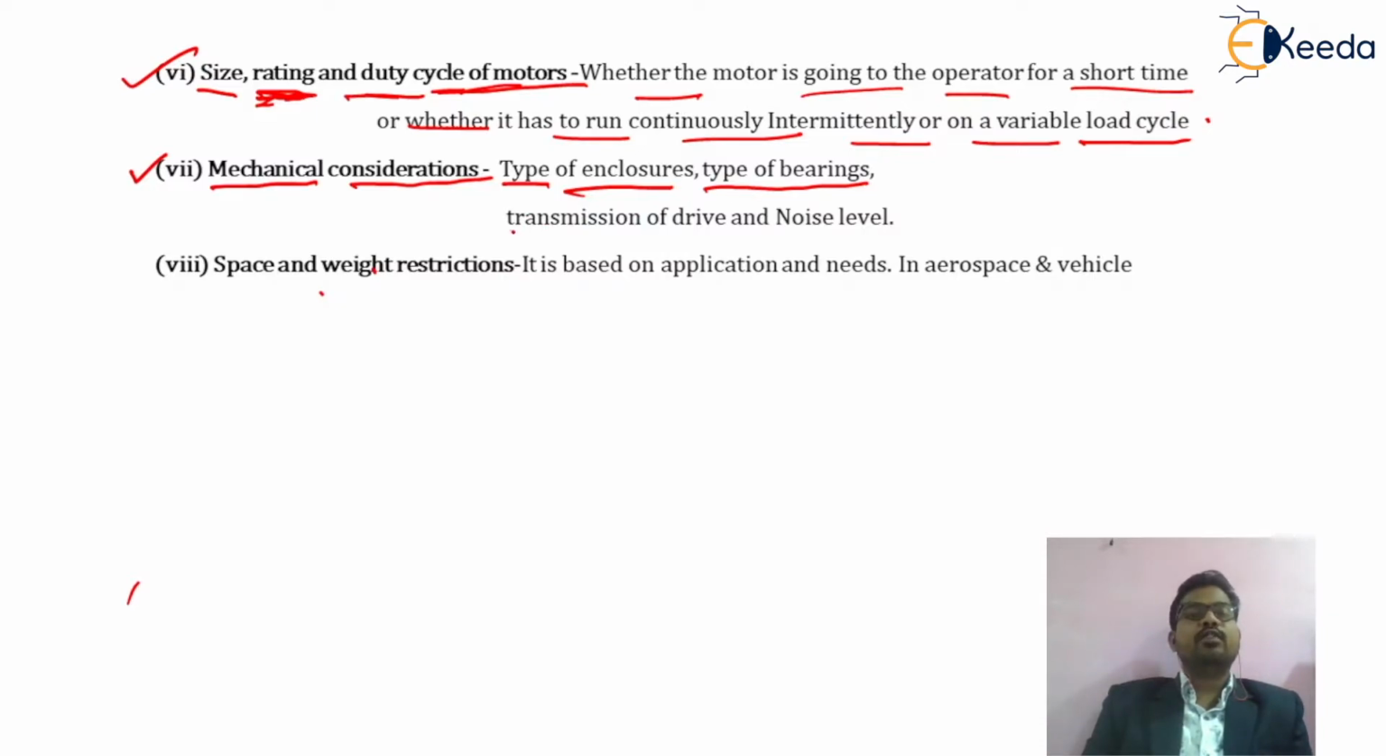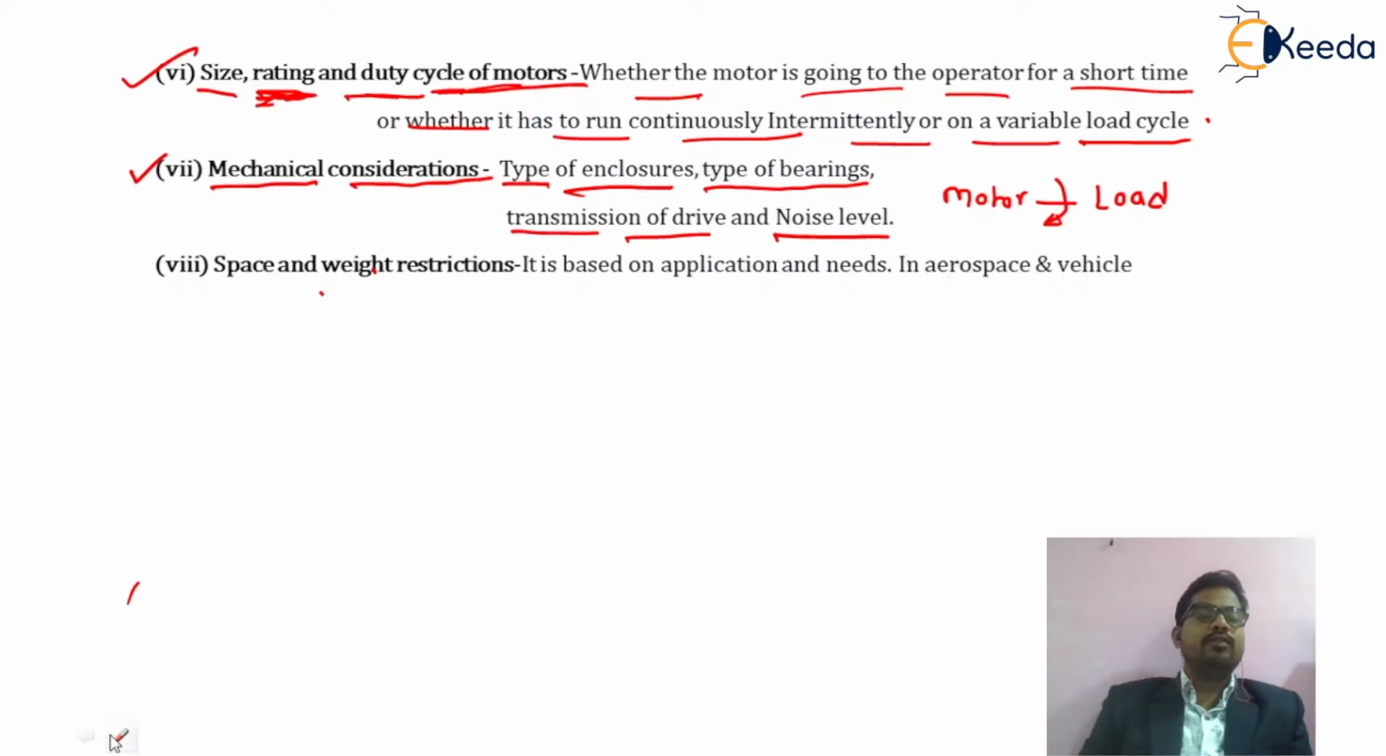Along with that, we want to understand the transmission of drive. Transmission of drive means what? We are considering the concept of motor and load combination, because depending upon this motor and load combination, the transmission medium will be selected. So the transmission of the electrical drive is a very important parameter. Along with that, we want to understand the noise level of that particular machine. So this will be a very important parameter while we choose the electrical drive for a particular application.